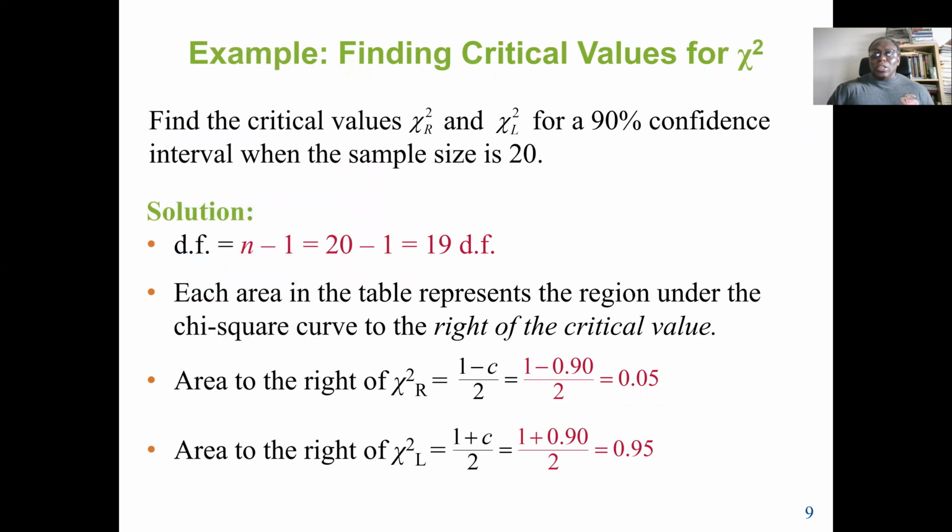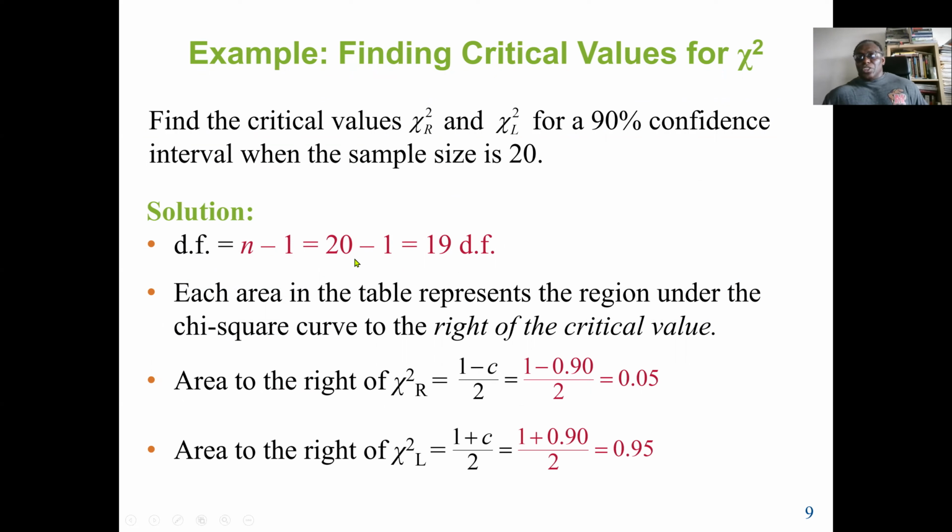The reason why I want us to understand the difference is that we can see how the question is formulated. Here they say find the critical values for both left and right chi-square for a 90% confidence interval when the sample size is given. So we're only looking for the critical values.